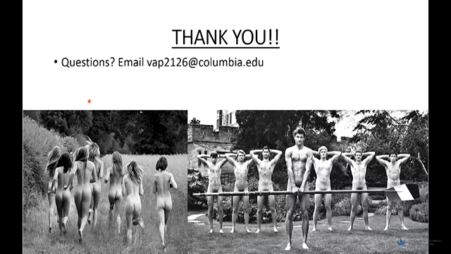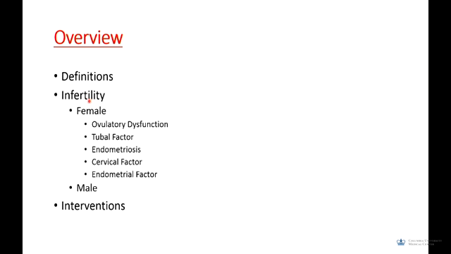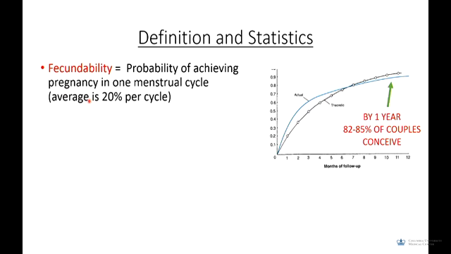All right, so that's the reproduction. So we're going to go right into assisted reproduction: a quick overview of definitions, infertility, and then interventions. The lecturer defined a lot of different terms, and so I'm just going to highlight a few of what I think were the important ones.